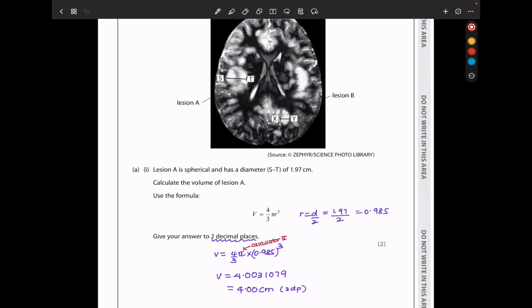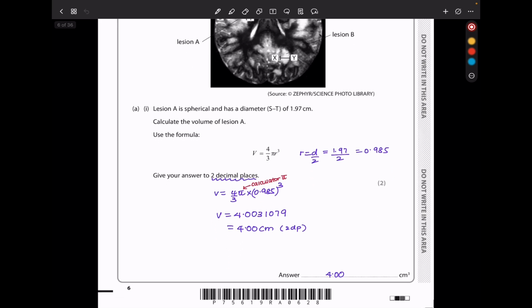They want you to use this formula. So because they've given us the diameter, radius is going to be diameter divided by 2. And I got that divided by 2 giving me 0.985. So the volume is going to be 4 divided by 3 times pi, the calculator pi, times 0.985 to the power 3. And rounding to 2 decimal places, I got 4.00 centimeters cubed because the answer was required to be in 2 decimal places, so that was my answer.